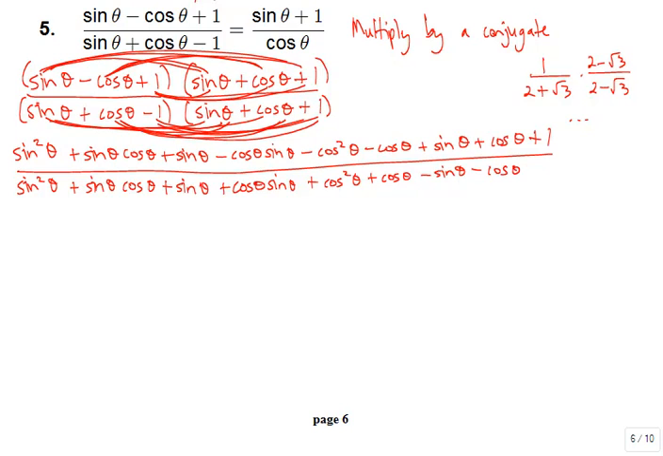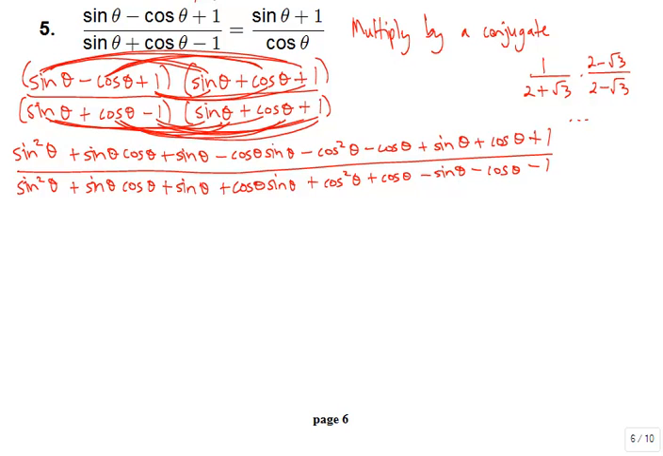Now you may be saying, okay, this doesn't look like it's getting any better. In fact, it looks like it's getting worse. But our hope is that a lot of these terms will cancel out. Plus, we're also getting some sines involved, some squares involved. So hopefully we can use some identities as well. So let's look carefully at the numerator here and see what's going to cancel out.